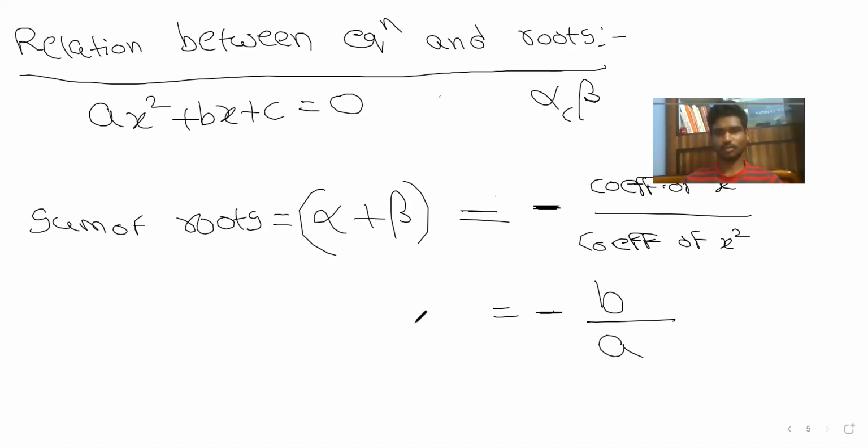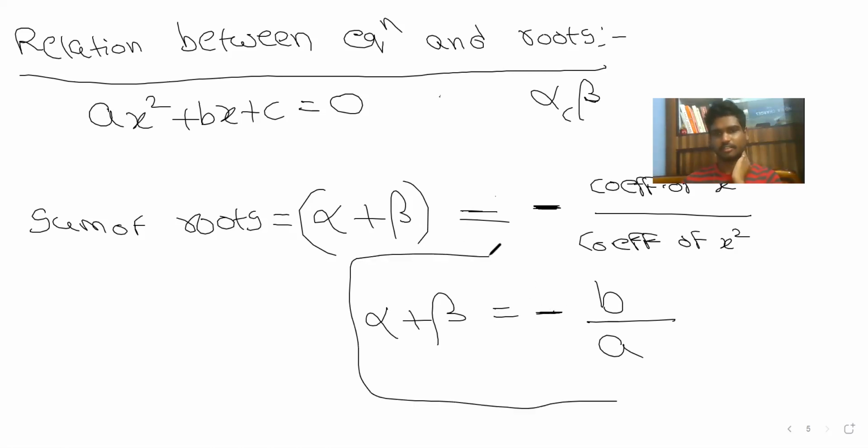So now we got alpha plus beta. This is the sum of the roots, right? So alpha plus beta equals minus b by a. That's why you got the formula as alpha plus beta equals minus b by a. Remember, this is the sum of the roots.